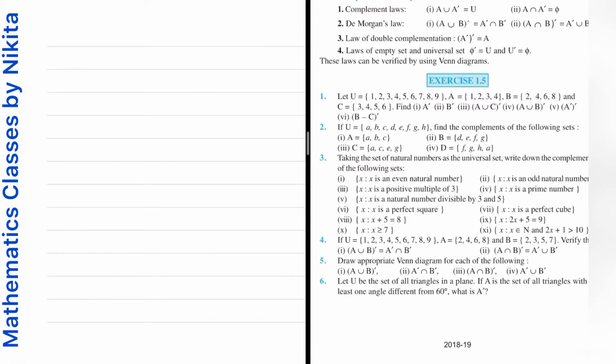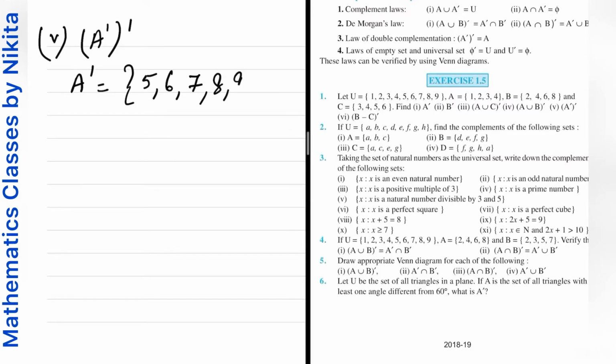Now next we have to find (A complement) complement. Now I know that from the A part what is A complement. Now A complement is 5 6 7 8 9. Now take the complement of this set 5 6 7 8 9 with respect to U. So that means you have to find all those elements of U which are not there in A complement. So this will be 1 2 3 4. Okay, and you can see that this is nothing but A itself. This is the property we have already discussed, that (A complement) complement is A itself.